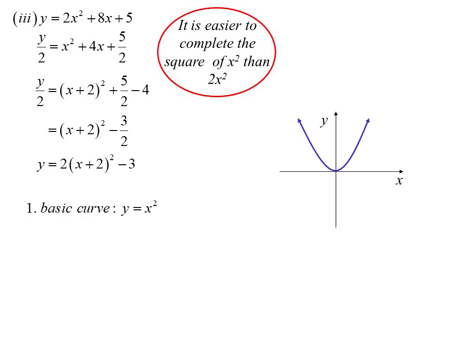So again, we're starting with our basic parabola, y equals x squared. What does the 2 do?